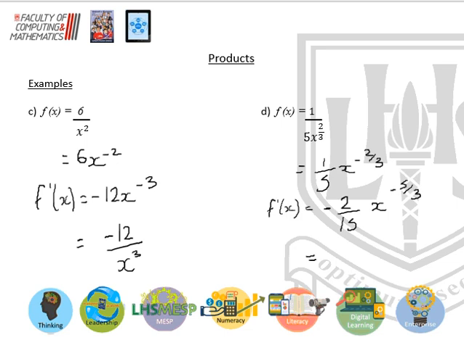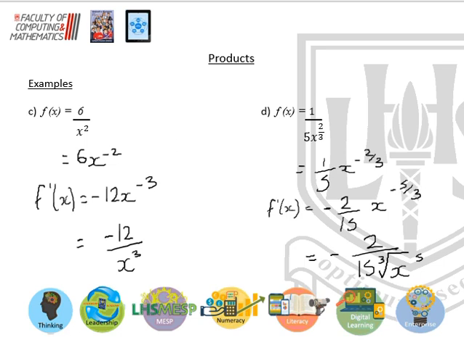Okay, and then just rearranging at the end, it's going to be negative 2, negative power is going to send it back to the bottom. Okay, and because the 3 is on the bottom of the fraction, it's going to be the cubed root of x to the power 5.